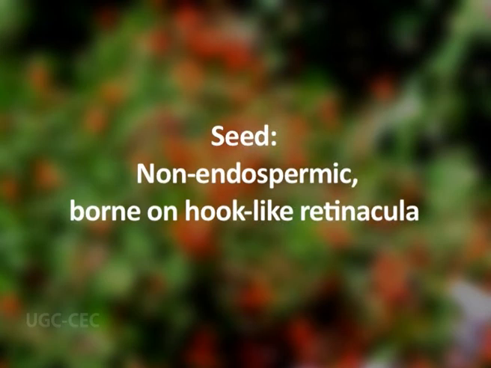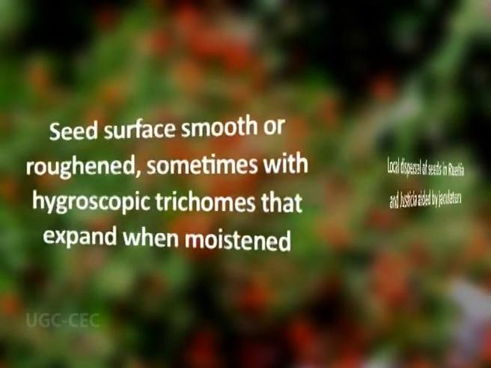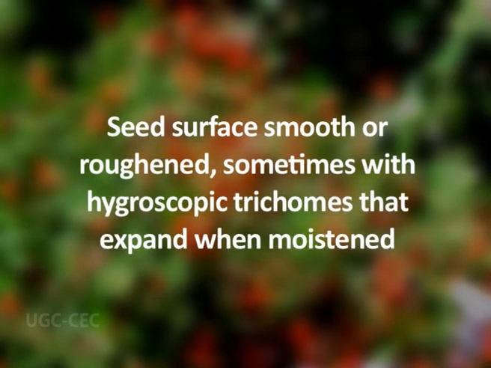Seeds. Seeds are non-endospermic, usually borne on hook-like retinacula. Local dispersal of seeds in Ruellia and Justicia is aided by ejaculators. Seed surface is smooth or roughened, sometimes with hygroscopic trichomes that expand when moistened.